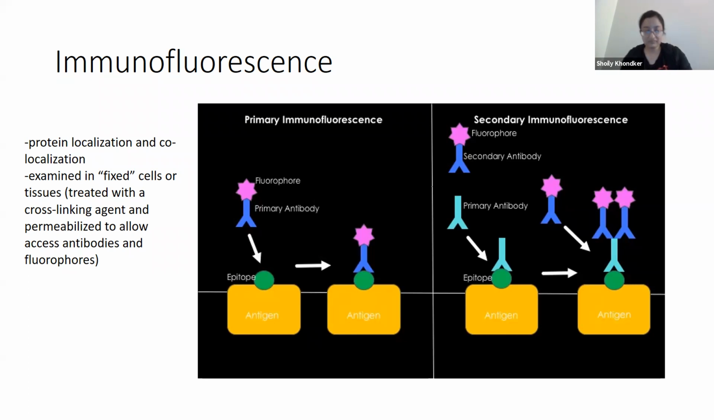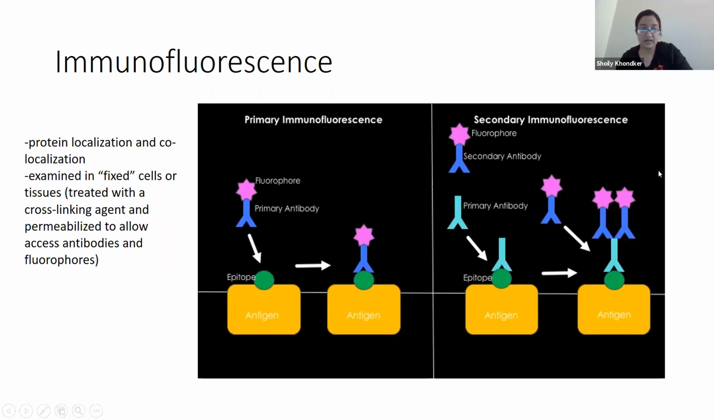But this is useful in getting some sense of whether or not there's a physical interaction, and it also is a really useful way of seeing where in the cell a protein is localized. In immunofluorescence, cells or tissues are fixed, which means that they're treated with a cross-linking agent, which basically maintains the structural integrity of the cell, so that everything is in the same location as it was while the cell was alive. And the membranes are permeabilized to allow antibodies that are conjugated to fluorophores into the cell.